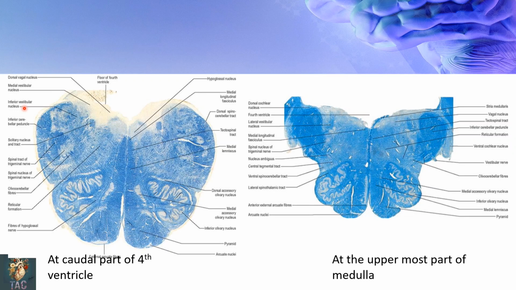So there are basically three vestibular nuclei: the inferior vestibular, the medial, and the lateral. The inferior vestibular nucleus is replaced by the lateral one. These are the small changes present at the uppermost part of the medulla oblongata, that is, the open part of the medulla oblongata. So, I repeat, the dorsal accessory and the medial accessory nuclei almost disappear, and the inferior vestibular nucleus has been replaced by the lateral vestibular nucleus. The rest of the things are the same at both levels.